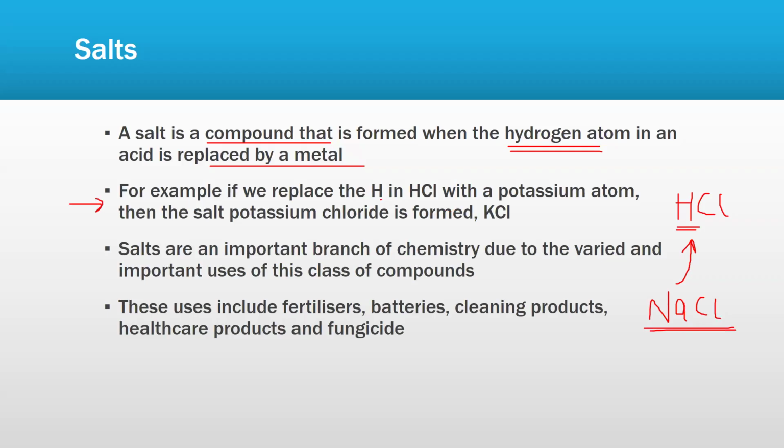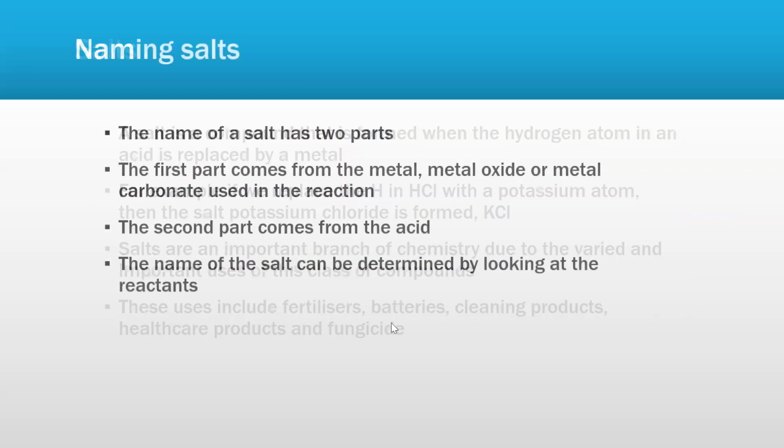For example, if we replace the hydrogen in HCl with a potassium atom, the salt potassium chloride would be formed. And salts are an important branch of chemistry due to the varied and important uses of the class of compounds. These uses include fertilizers, batteries, cleaning products, healthcare products, and fungicides.